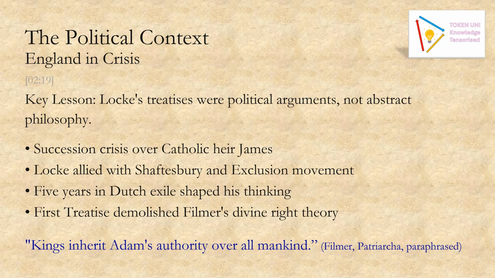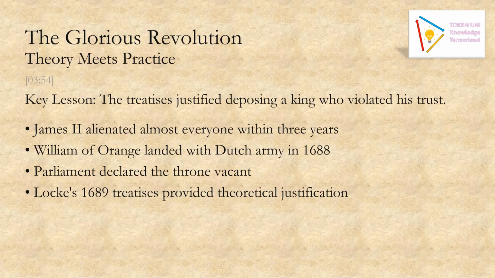When James II finally took the throne in 1685, fears of Catholic tyranny seemed confirmed. Within 3 years, he had alienated almost everyone. When William of Orange landed with a Dutch army in 1688, James' support evaporated. He fled to France. Parliament declared the throne vacant and offered it to William and Mary jointly.